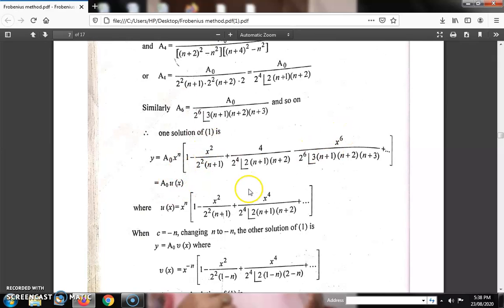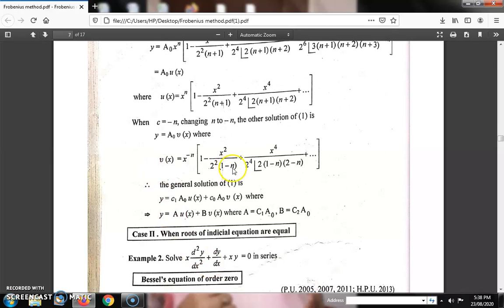We have written a0 times u(x). Similarly, because c is also minus n, you just change n to minus n everywhere, and you will get a0 v(x), where v(x) will be this. So the general solution will be c1 a0 u(x) plus c2 a0 v(x); here it should be c2. So A u(x) plus B v(x), where A is c1 a0 and B is c2 a0. This is the general solution.